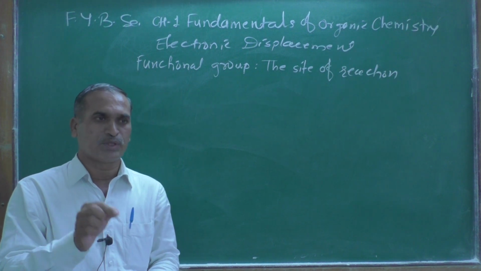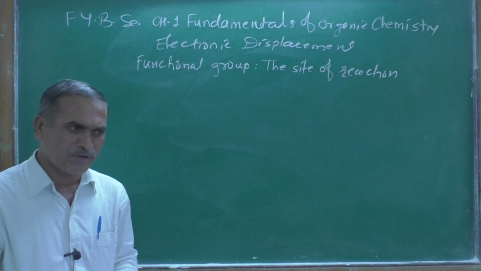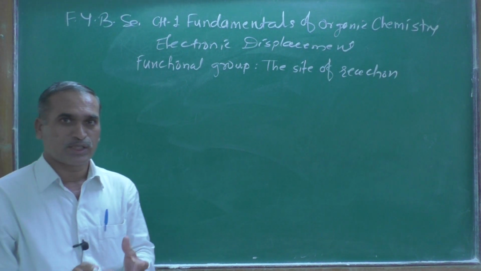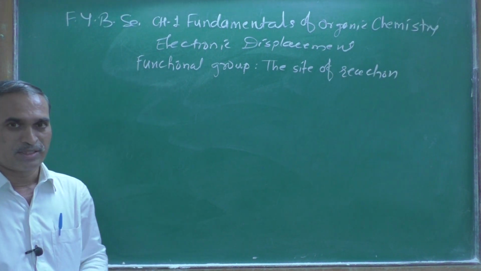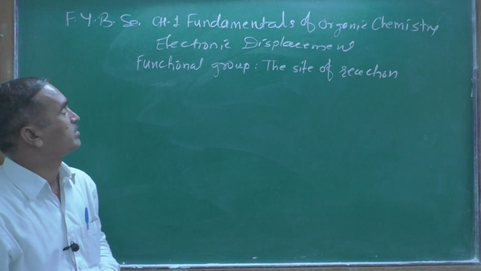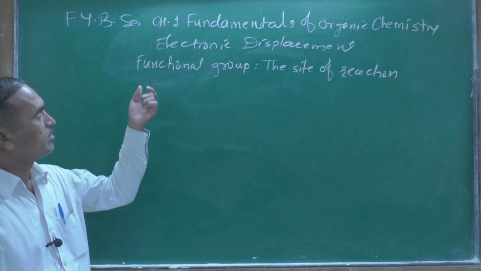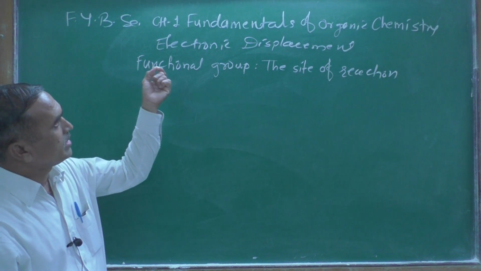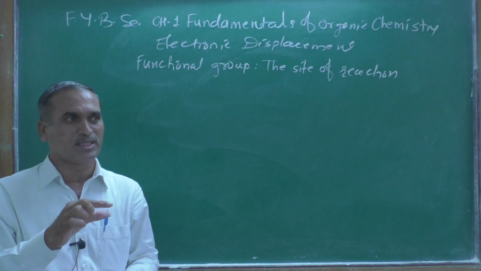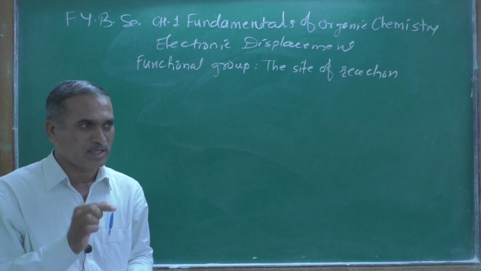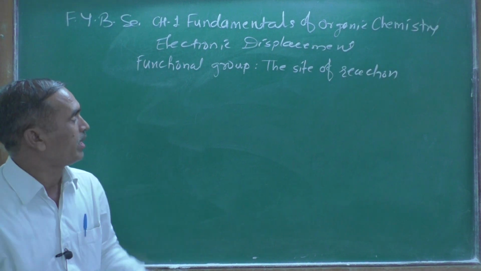Today I am going to discuss the further points of this chapter. We are discussing chapter number one. The name of our chapter is the fundamentals of organic chemistry. In that, we are going to learn electronic displacement. Electronic displacement means how the electrons are present in the organic compound, that we are going to learn today.